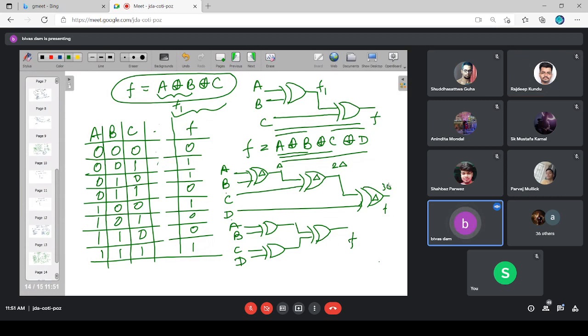Now in the second version, A XOR B is available after delta. C XOR D is also available after delta. So F is now steadily available after 2 delta. So response time wise, this configuration is definitely faster.